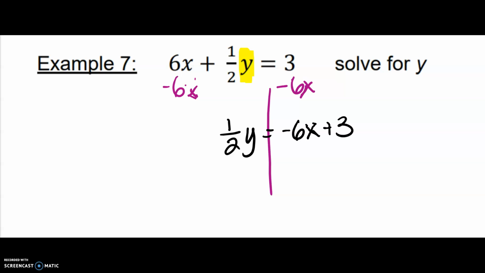Again, these are not like terms. We have an x in this term. We do not have an x in that term. So they are not like terms. I cannot combine them together. I just have to leave it written out as negative 6x plus 3.